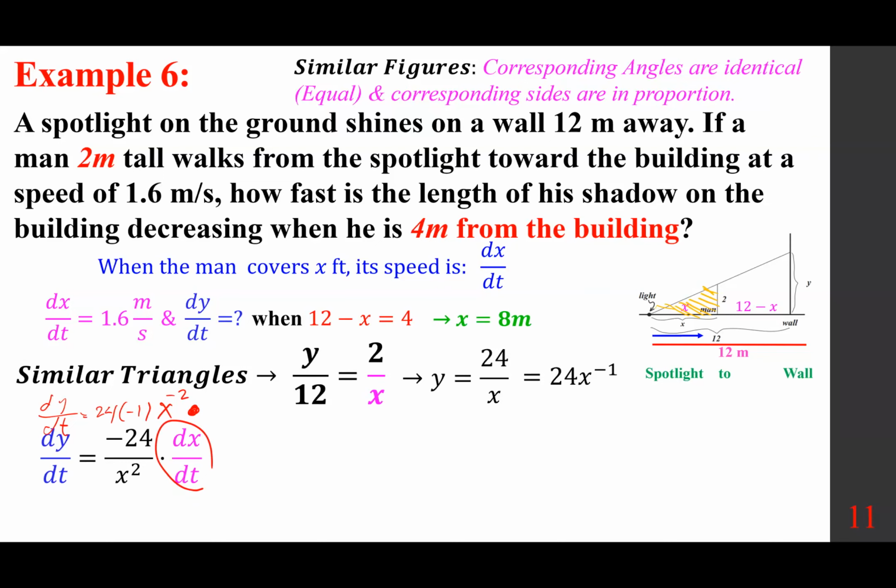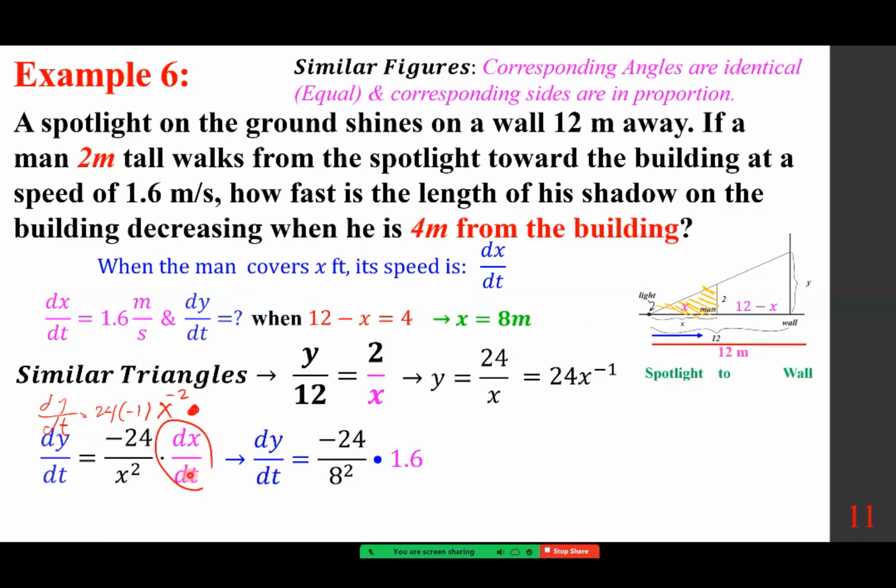We just plug in the numbers that we have, which means I'm going to replace the x with 8, dx dt with 1.6. Do the math, we end up with negative 0.6 meters per second. You may recognize, class, 24 is divisible by 8, becomes 3, and 8 becomes 1, and 1.6 divided by 8 becomes 0.2. The product of negative 3 and 0.2 is negative 0.6 meters per second. It's really pretty straightforward, everybody, okay?